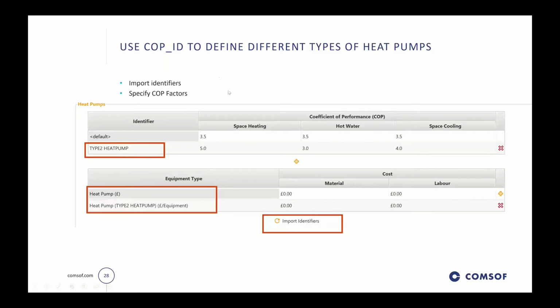You can import this in the rules. As you see here, you can specify for this second type of heat pump a different set of COP factors. Plus, you also have the possibility to specify a cost for the heat pumps which does not depend on the power. So you can choose the method I showed earlier, or you can use this method for a fixed cost per heat pump independent of the power.